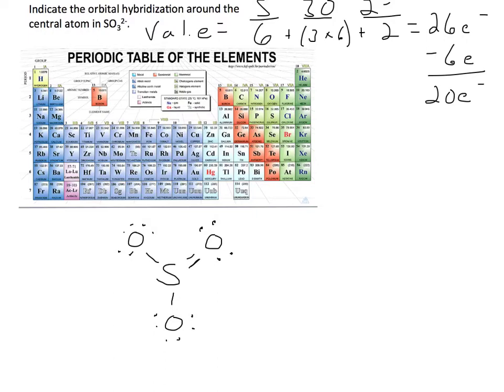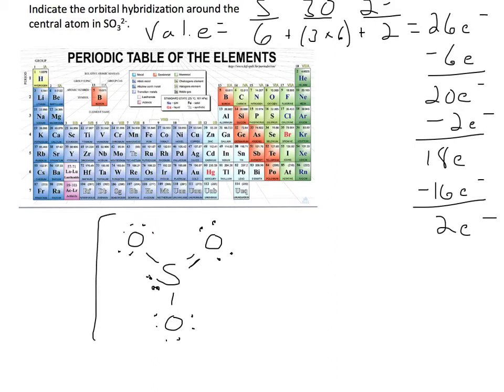Okay, and so we can go ahead and subtract another 2 electrons for that double bond, which leaves us 18. Then if we subtract out the remaining electrons, we have 16 electrons that we put around the oxygens, which is going to leave us 2 electrons left over. And so sulfur we know can hold more than an octet, and so we put those 2 on sulfur. If we calculate the charge of this overall molecule, we will get that it's 2 minus.